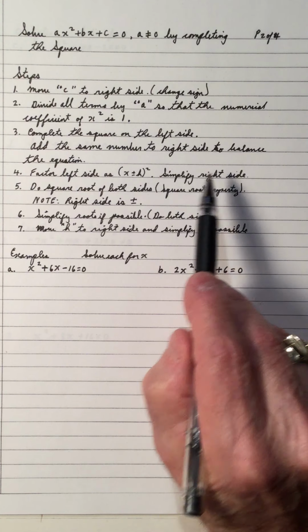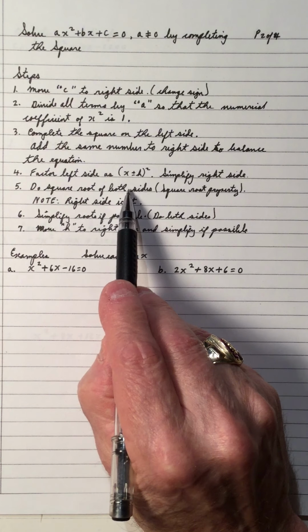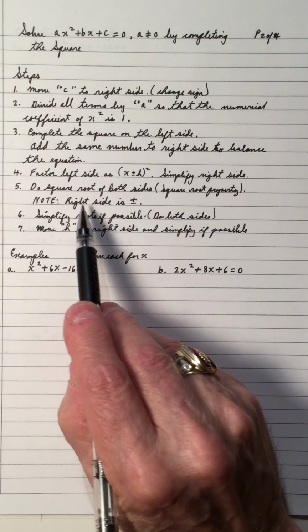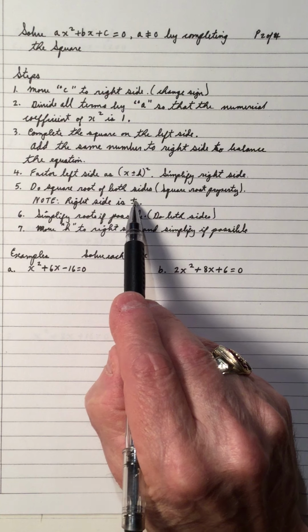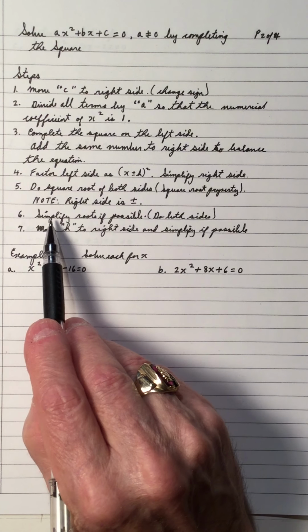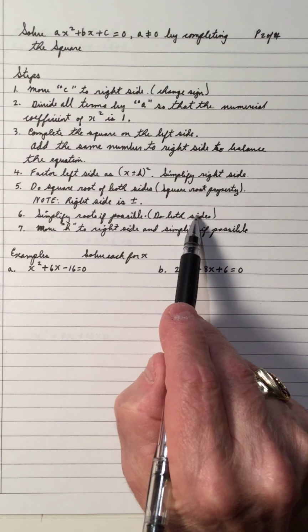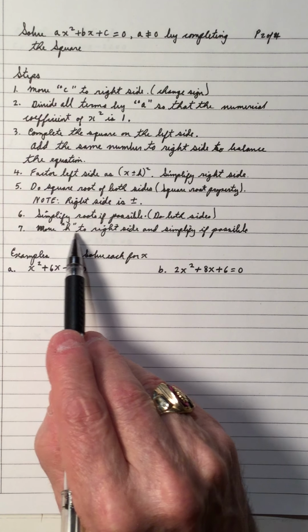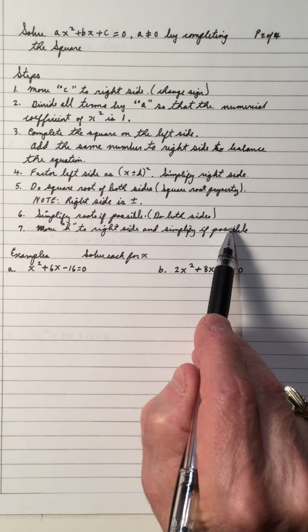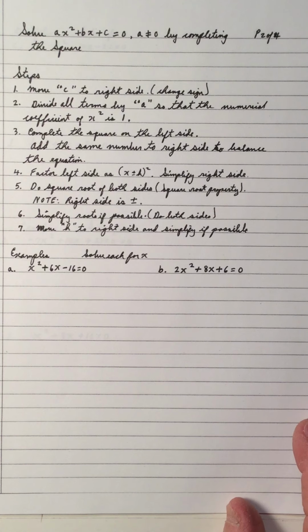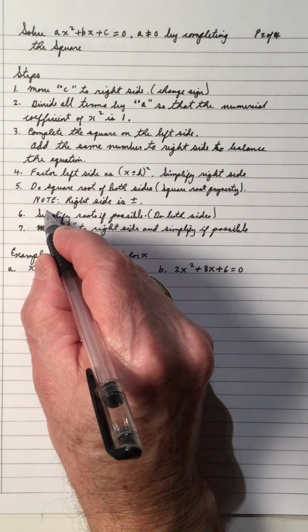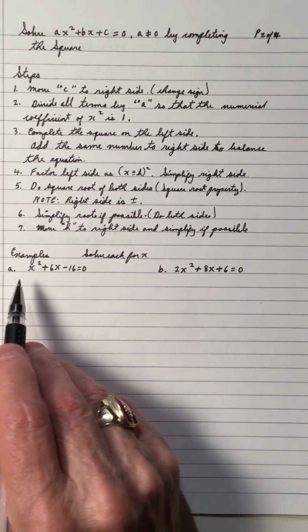Simplify the right side. Do the square root of both sides, which is the square root property. Note the right side is plus minus. Simplify the roots if possible. Do both sides, and move the h to the right side and simplify. Those are the rules that I'm going to follow, but let's do some examples to explain what I mean.